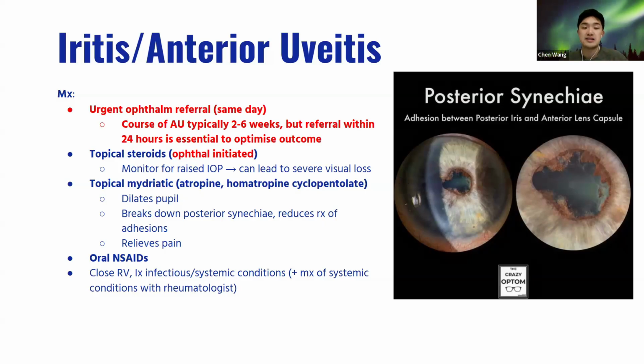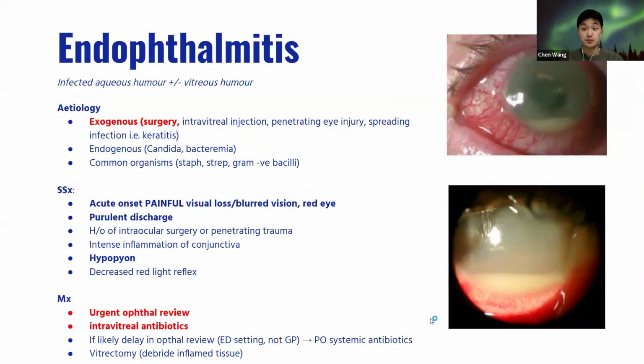But for iritis and anterior uveitis, you want to dilate that pupil to break down the posterior synechiae. So it's very important to differentiate the two.